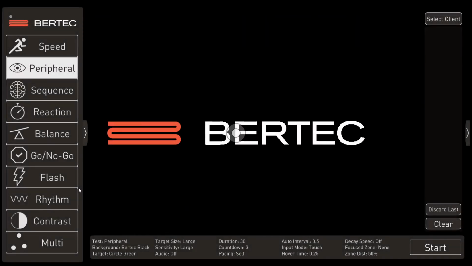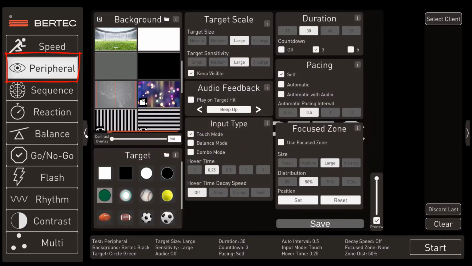Of all the programs on the BVT instrument, the one that's best for working with VMS is the peripheral mode. And as always, the best place to start is by establishing a baseline for our patient. We start with a black background and a green target. For this demonstration, we're only going to use the touch mode. As they adapt and get better at this, then we can add balance and even combination into this.